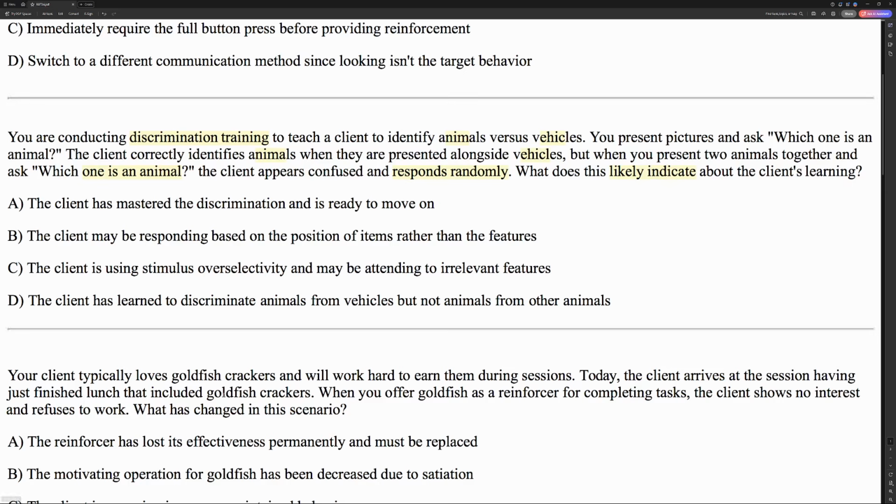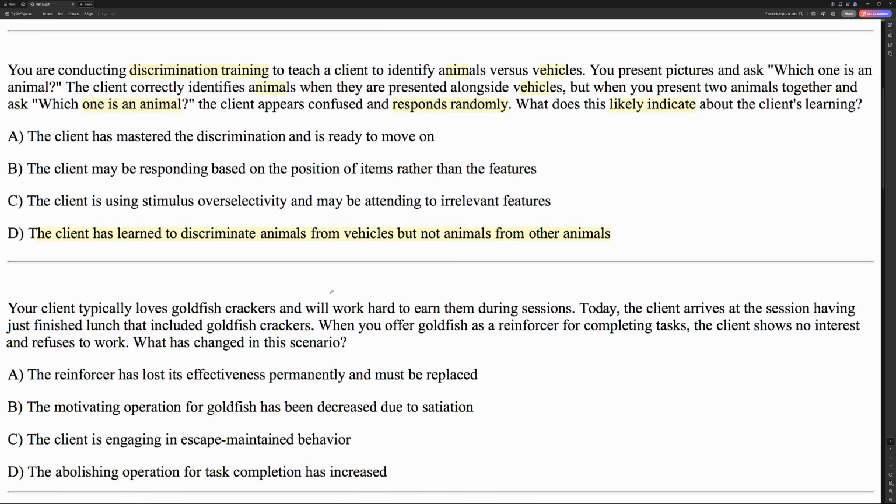D, the client has learned to discriminate animals from vehicles, but not animals from other animals. As simple as that sounds, it's the right answer. In a lot of cases in ABA, the simplest answer is often the right one, and this is what is happening. They can discriminate animals and vehicles, but not animals from other animals. So that may be our next target behavior. How do we discriminate certain animals from other animals?